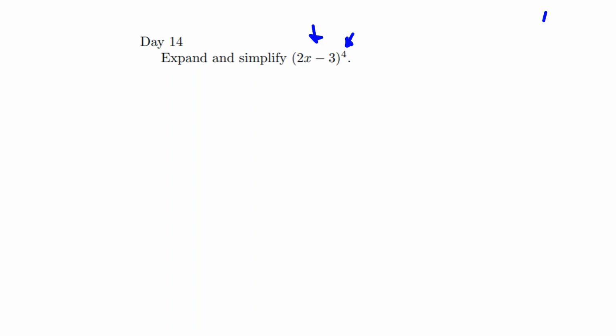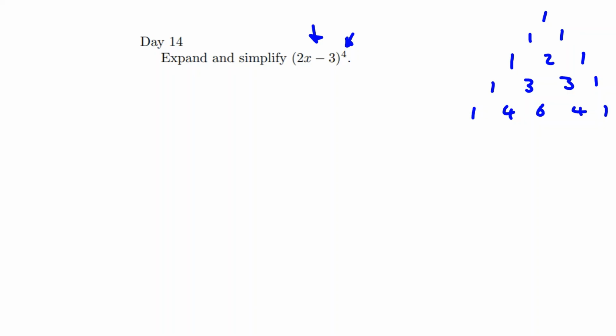So our first number is 1, and that's when we've got a bracket to the power of 0. Our next row is when we have a power of 1. Our next rows are when we have a power of 2, power of 3, and power of 4.